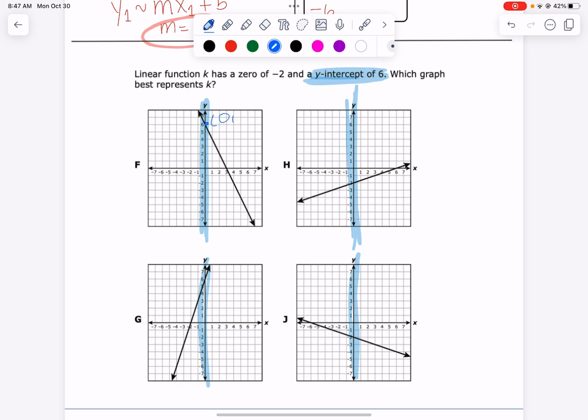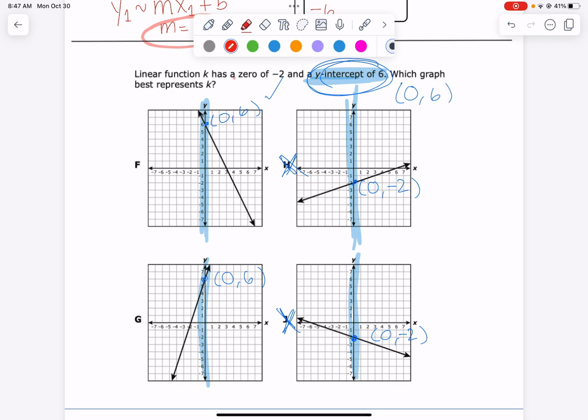This is 0, 6. This is good. 0, -2. This is no good. This is 0, 6. This is good. This is 0, -2. This is no good. Remember, we're looking for 0, 6.